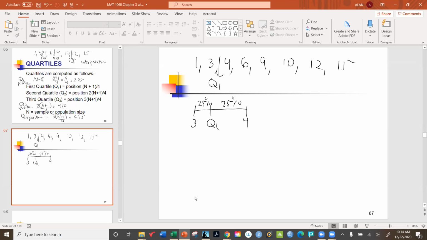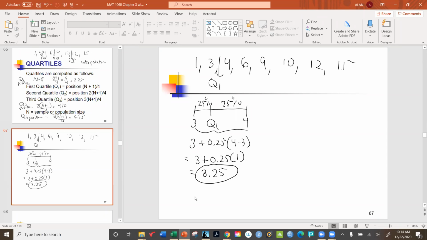Well, the way you do that is start with your 3, and then you add 25% of the difference between these two. Now, when they're only 1 apart, that makes things pretty easy. So in other words, we're going to define 3.25 as the first quartile because it's in the right position.